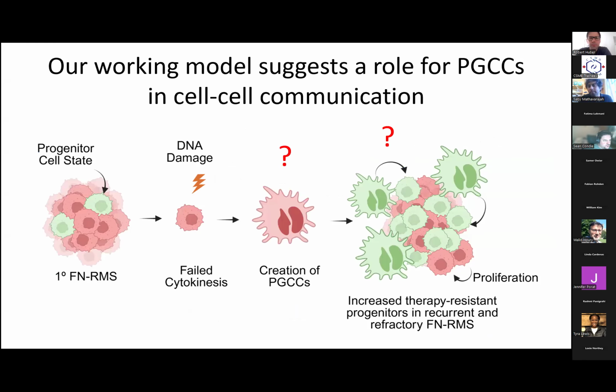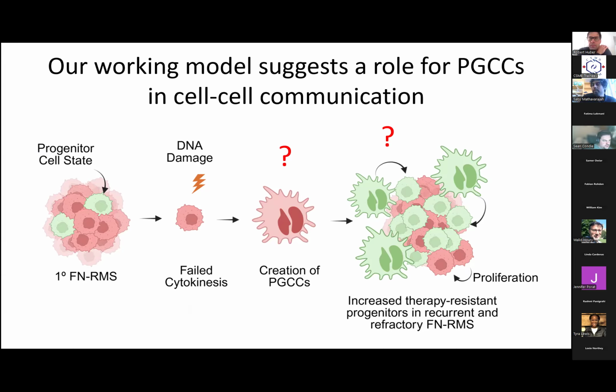And so we had this working model. The idea was that you have a progenitor cell state, which normally won't divide and will survive therapy. But then the cells that do try to divide, some of them will become these PGCCs after DNA damage. And then when they become PGCCs, they seem to be promoting the formation of more of these progenitor cells, really accelerating therapy resistance and relapse in fusion-negative rhabdo, and potentially in other tumor types as well.